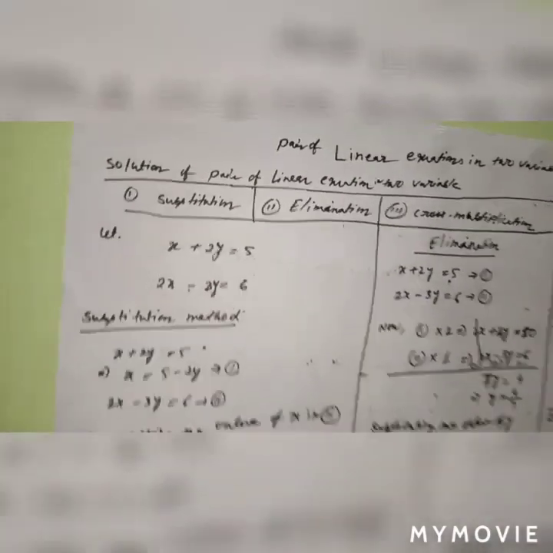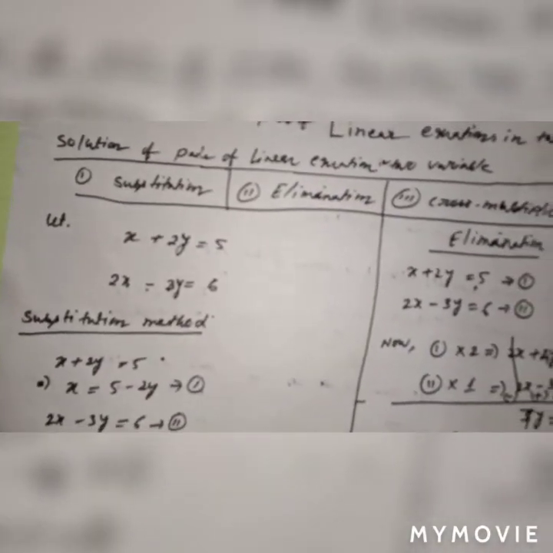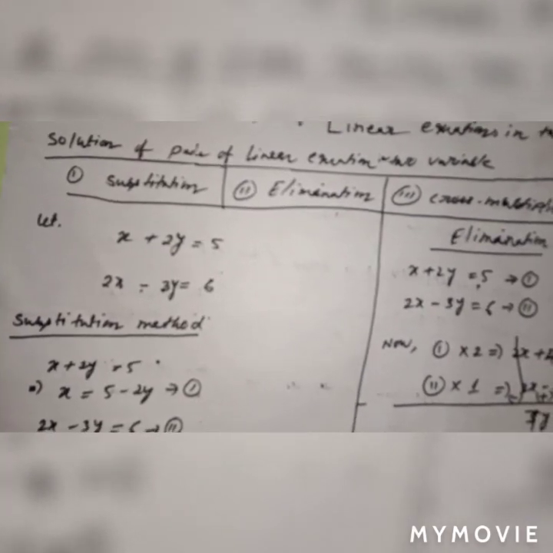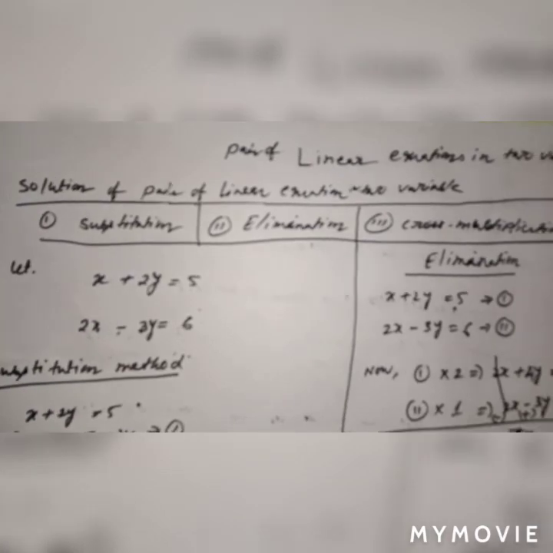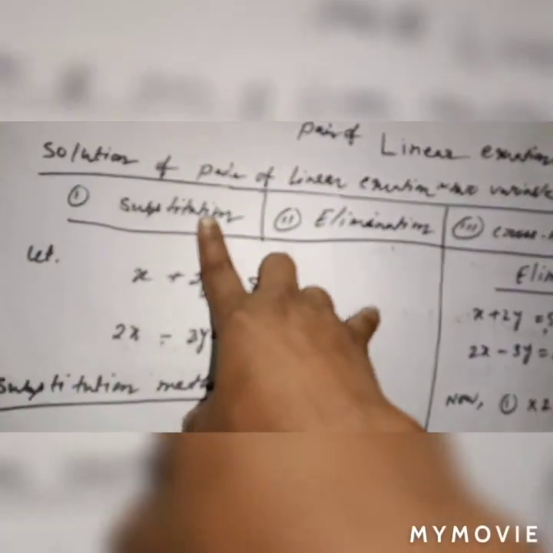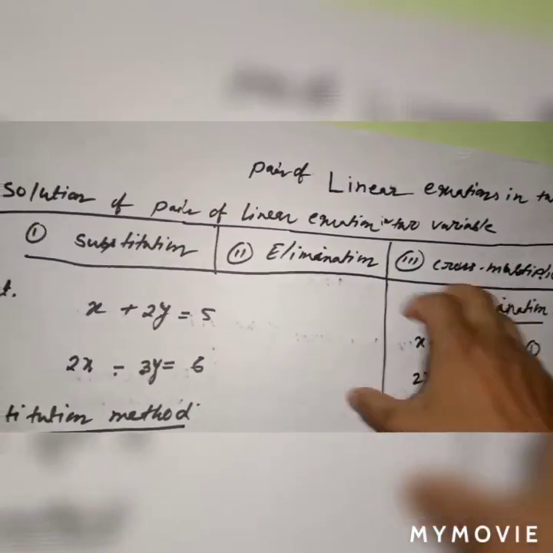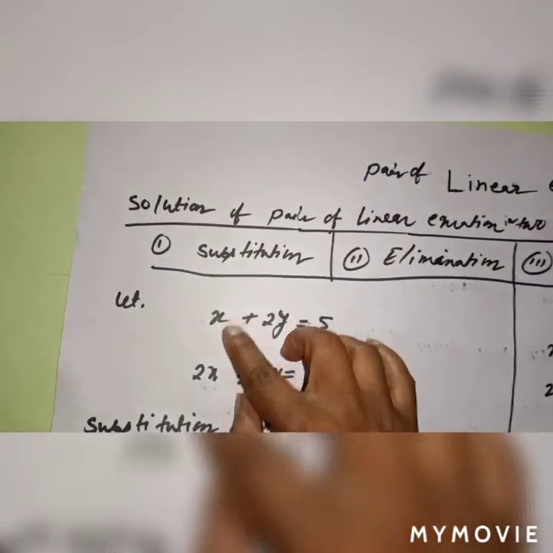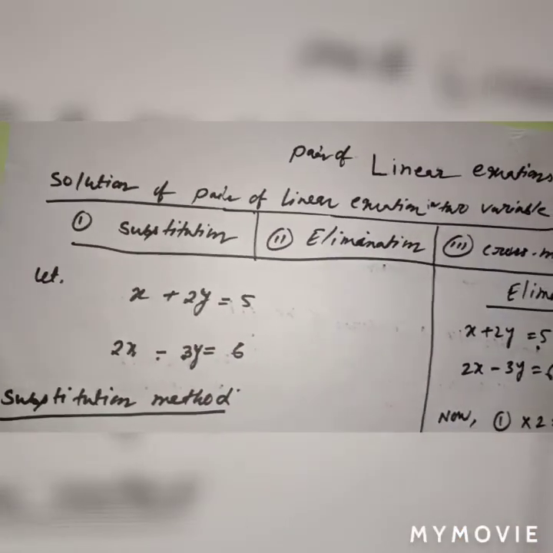There is one graphical method to find the solution, but I am not giving the graphical method here. When I start chapter 3, at that time I will teach you. Now, other than the graphical method, there are three more methods. One is substitution, one is elimination, and cross multiplication. Means you need to find the value of x and y.